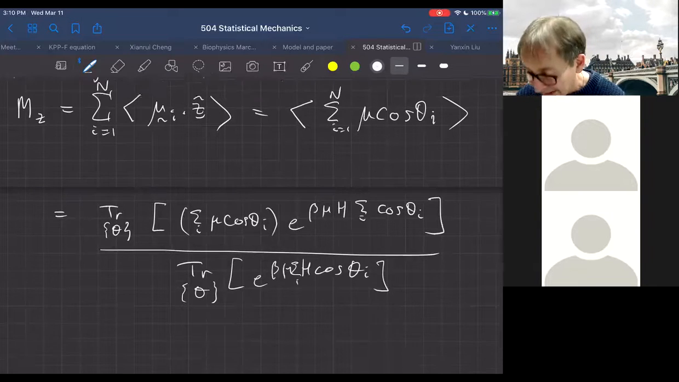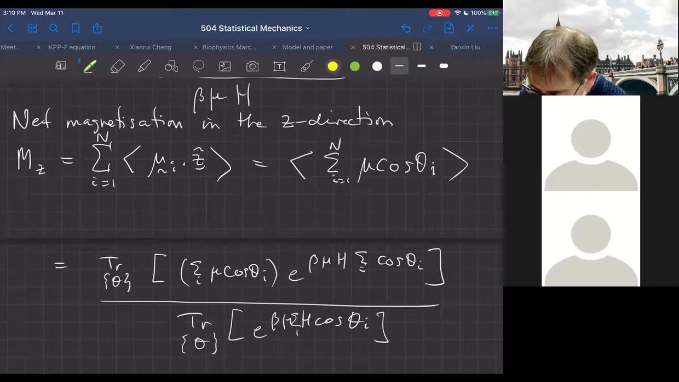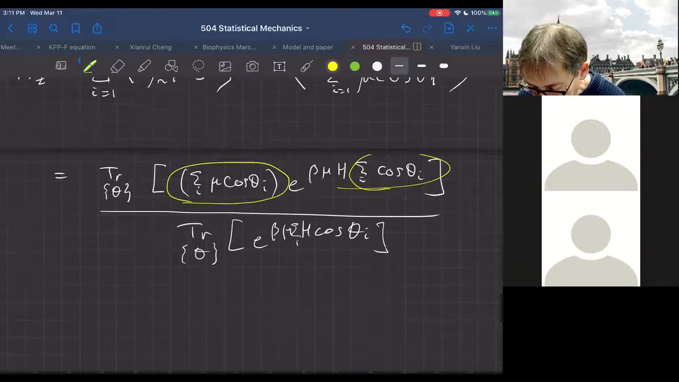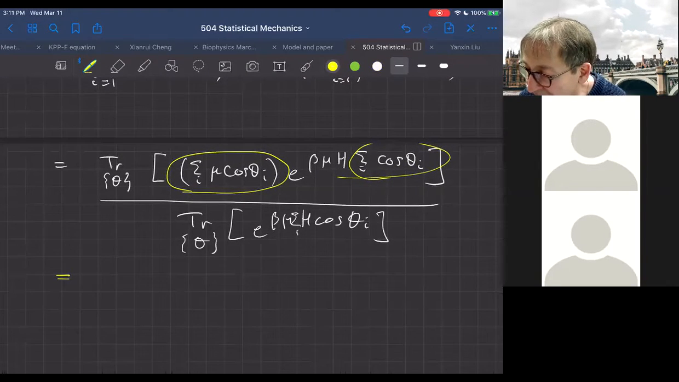Like so. And so how do I get the magnetization? Well, we're going to use our usual trick. You can see that this factor here is the same as this factor up here in the exponent. And so that tells us that we can compute the magnetization by just taking the derivative with respect to the external magnetic field.